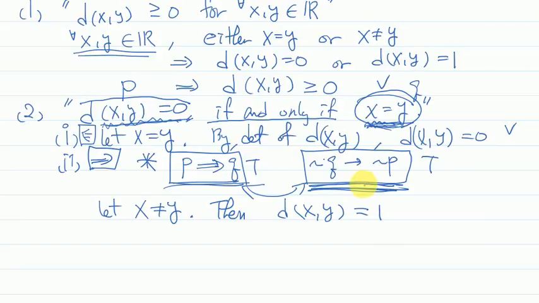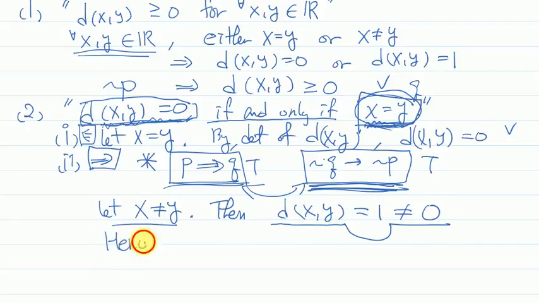So we just show what? It's not 0, right? Which means dxy is not 0, which is the negation of that p part, right? So we start from not q, the negation of q, and we arrive at not p.